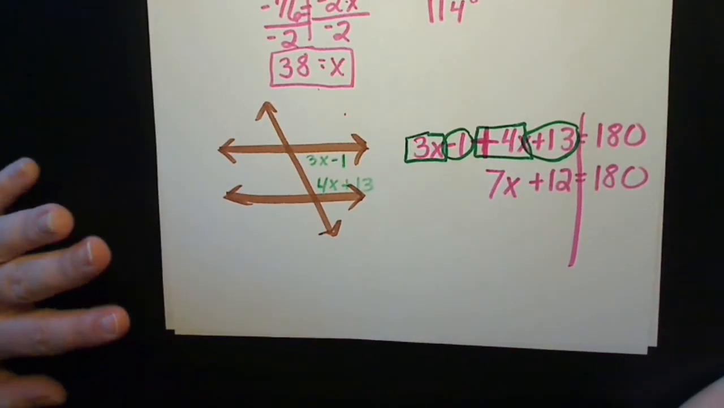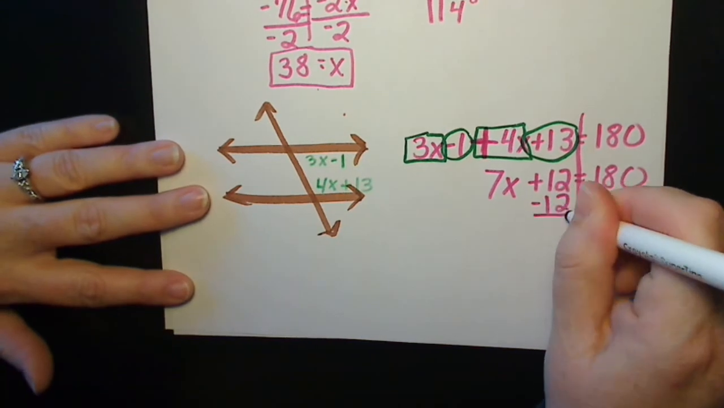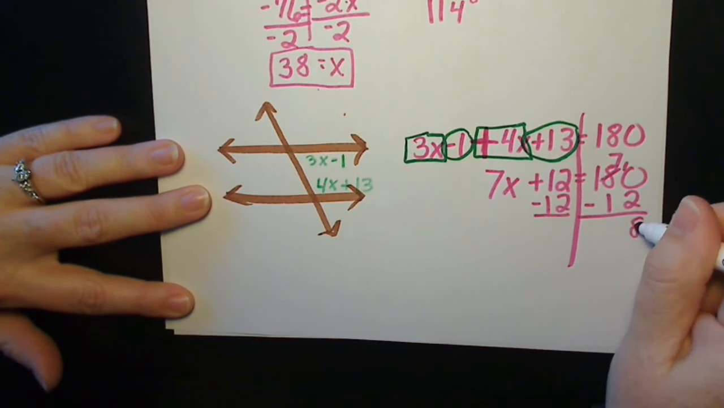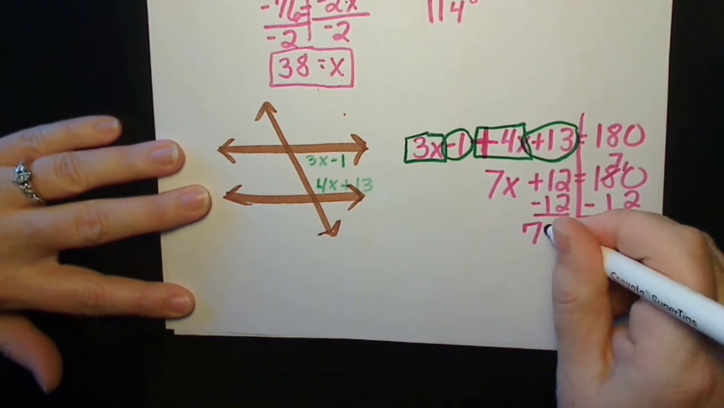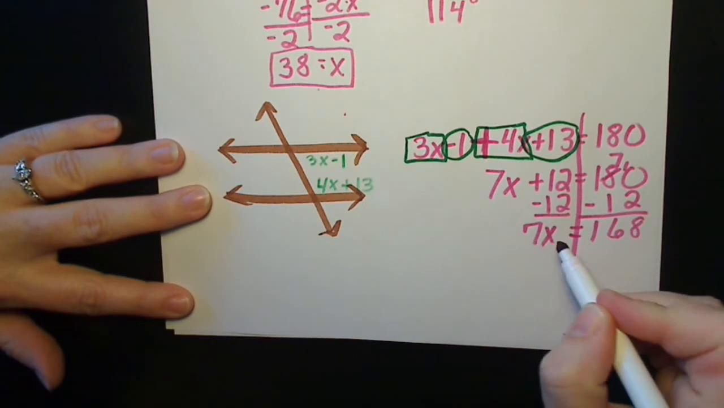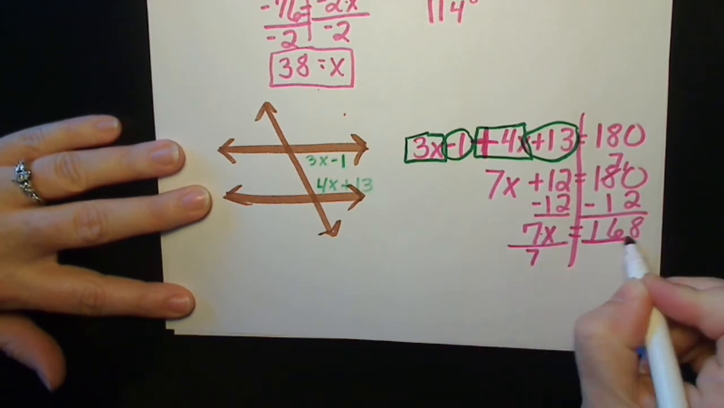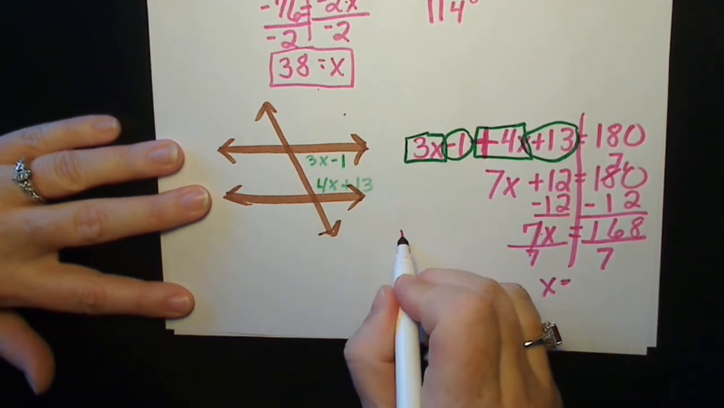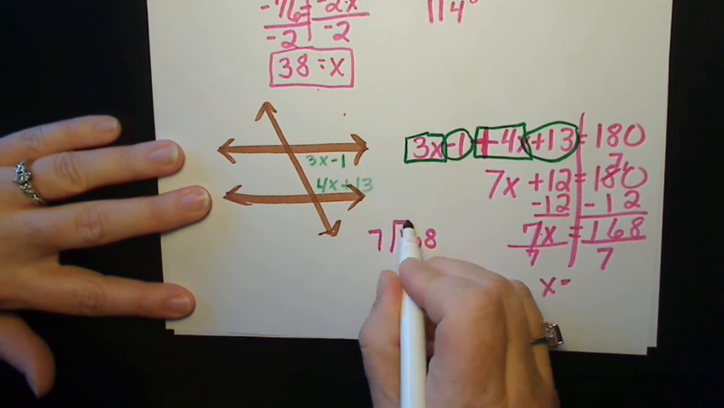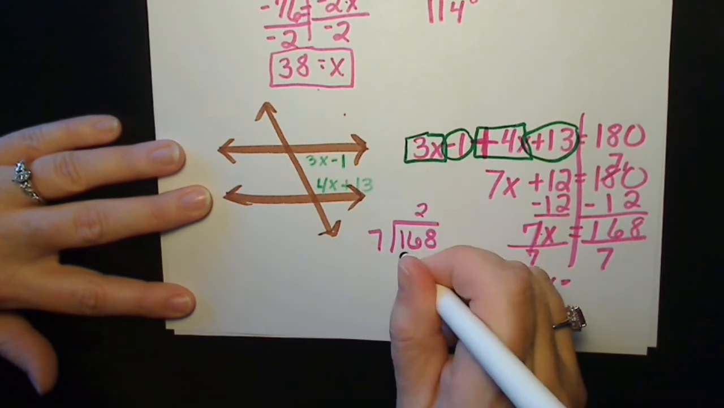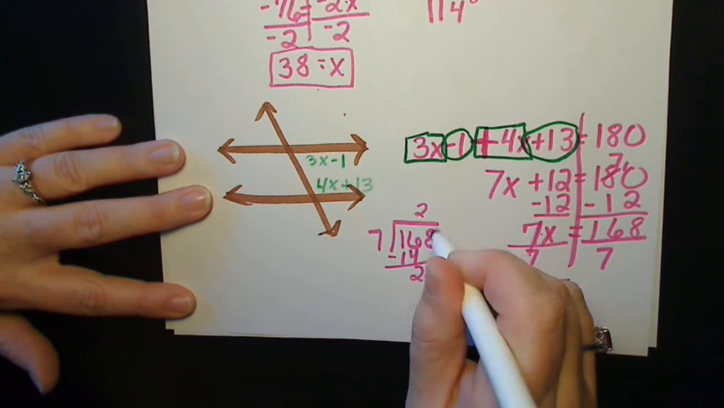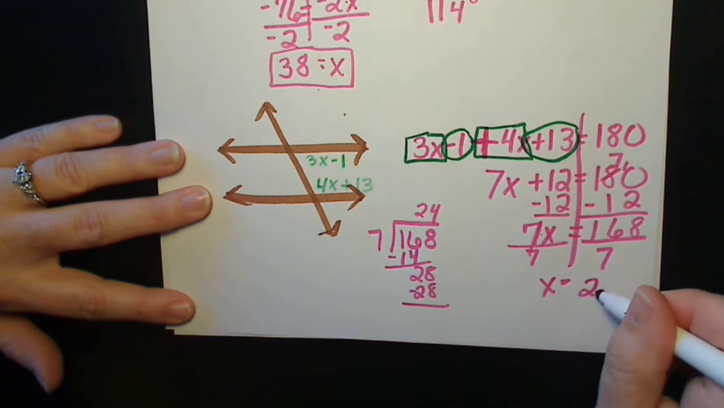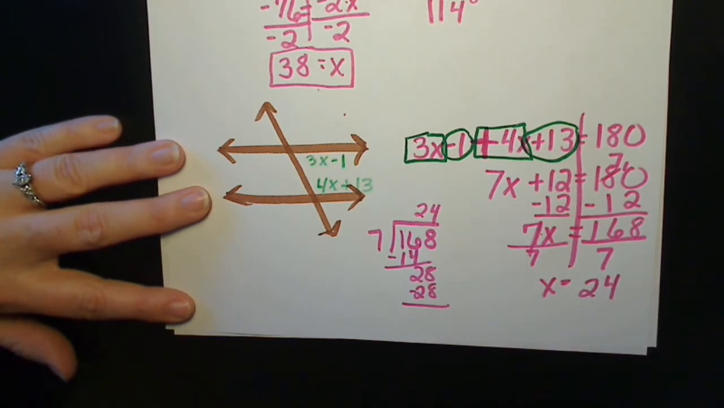And now I'm going to go through and do inverse operations. I'm going to do the inverse of adding or subtracting, and subtract 12 from both sides. And the inverse of multiplication would be to divide. And I don't have a calculator, so let's see. 7 divided into 168 would be 24. So x is equal to 24.